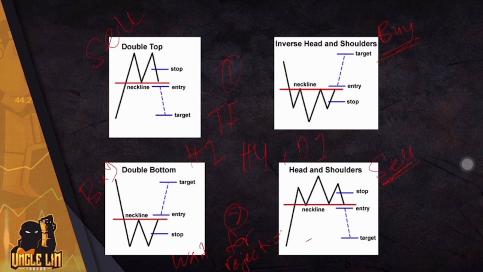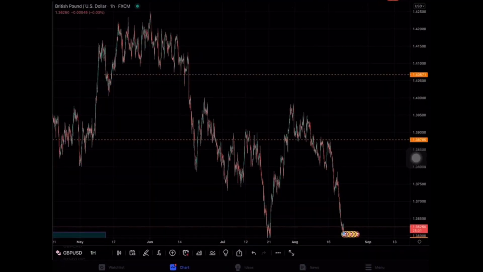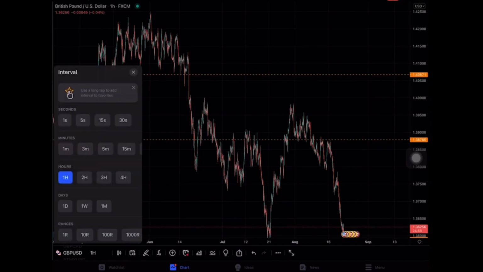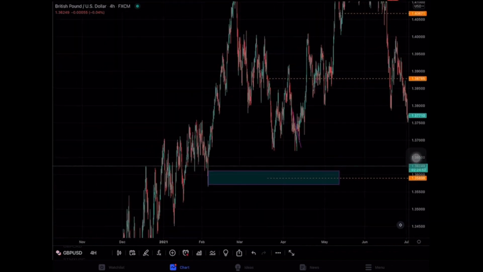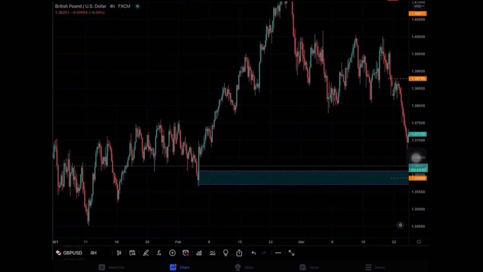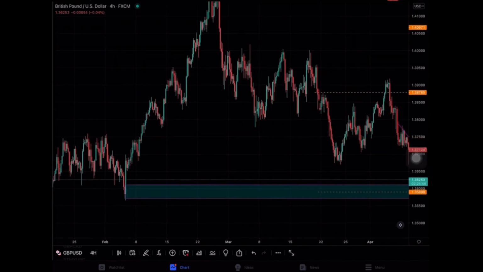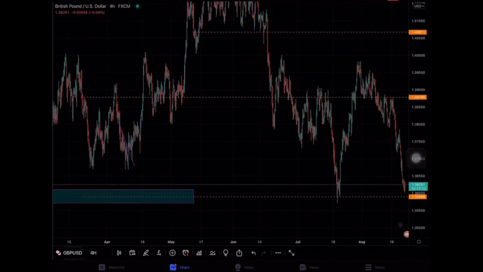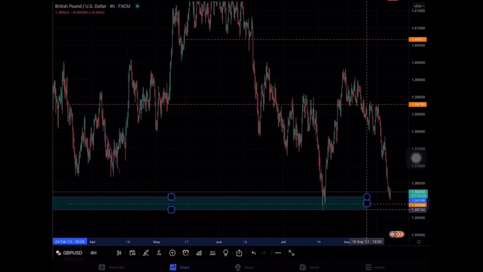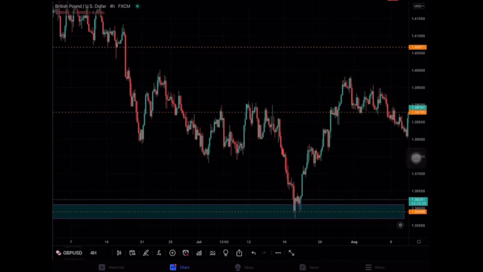Now Uncle will show you in real-life trading. Now we have GBP USD. First we take our time frame. As you can see, there is an engulfing candle here, and it is at a major support of H4. So that is a potential zone for our entry to buy. Yes, this zone is suitable for us to buy. So we zoom into H1.